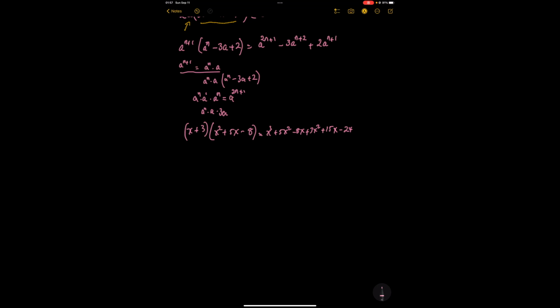And now all we can do is just add and subtract. So we're going to have x cubed, 5x squared plus 3x squared is equal to 8x squared. Negative 8x plus 15x is equal to 7x. And we have negative 24. And that is your answer right here.